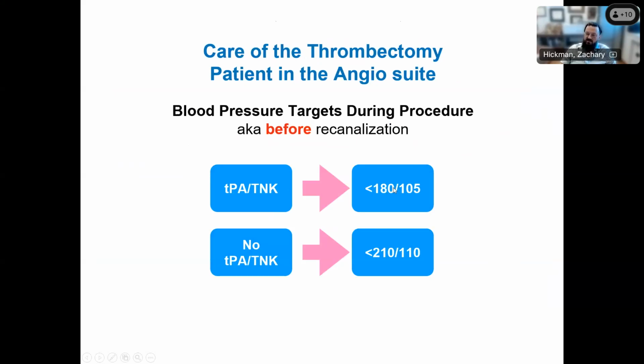We're not trying to necessarily get their blood pressure down to 120 or 130 because they haven't been recanalized yet, and so that could accentuate their stroke. If they are not a candidate for TPA or tenecteplase, then typically we'll allow their blood pressure to be a little bit higher to make sure that they are still perfusing as much as possible.